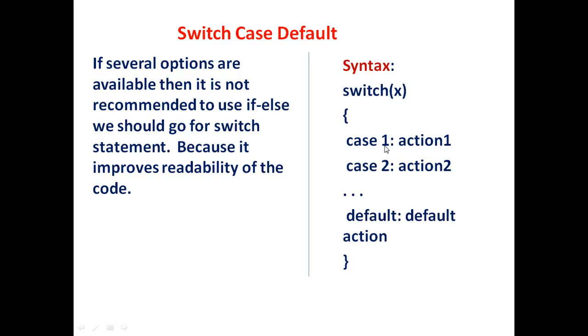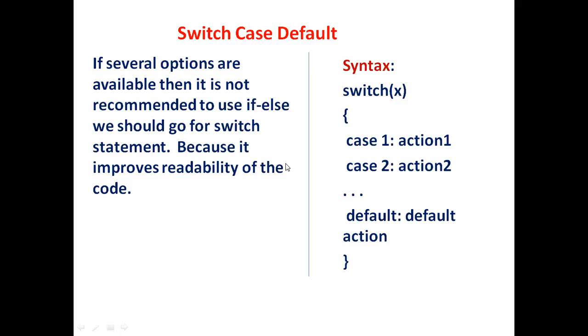Related to the case we have an action. Similarly, we have case 2, and related to that case we have another action, or say action 2. Similarly, we can have multiple cases, hundreds of cases available to us, and the actions related to those cases. In the end, we have a default case and a default action. We will be discussing all these things in great detail in this video session, hopefully. So this is the basic syntax related to the switch case default. Now we have to discuss the x, the cases, and the default.